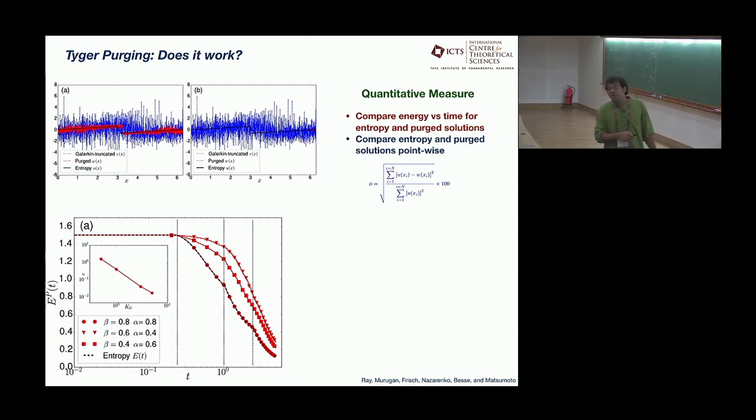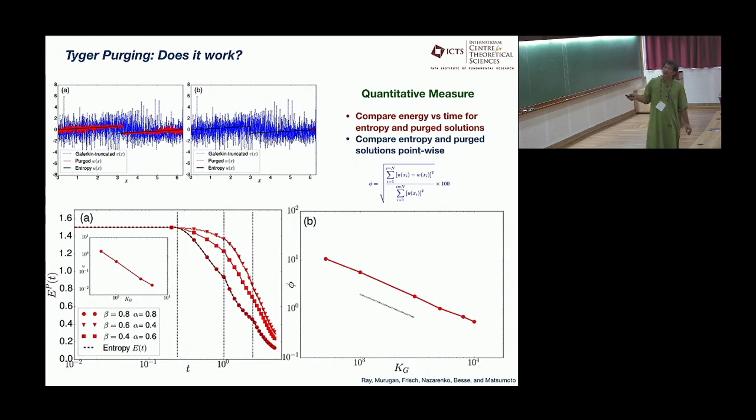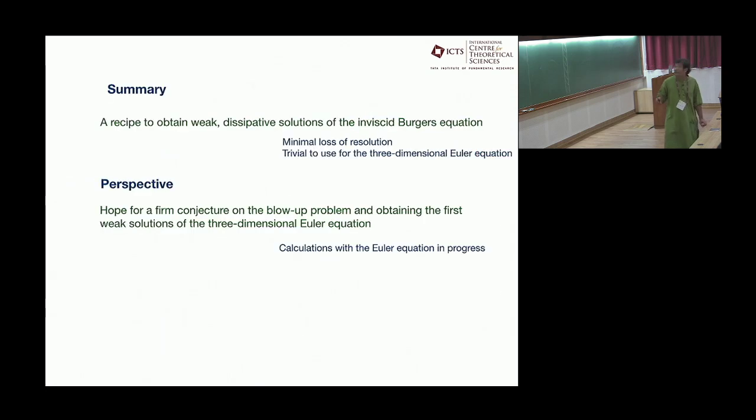What you can do is make an even more quantitative error estimate, where you calculate essentially the L2 norm of the difference between the purged and the entropy solution. This is really going to be sensitive to how well our numerical recipe actually works. And what we find, again as a function of Kg, is that it seems to go down a little faster than 1 over Kg, which is good news, of course. And again, it's less than 1% for the larger values of Kg that we've used.